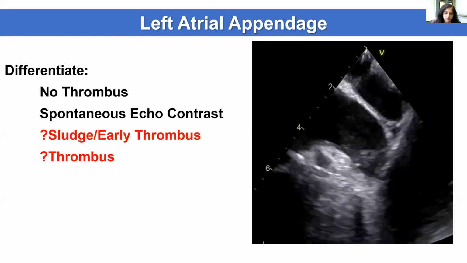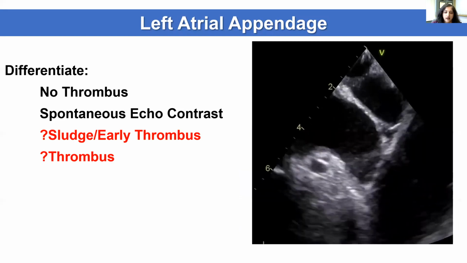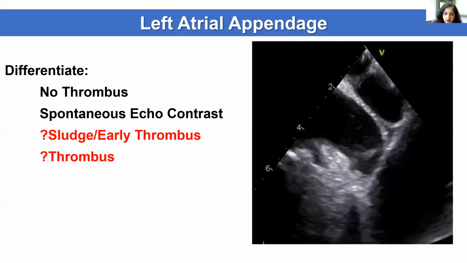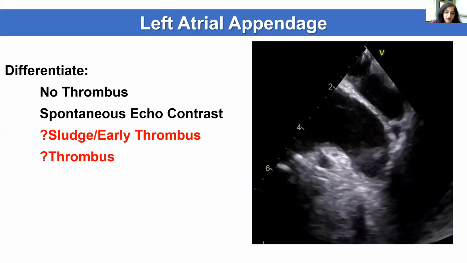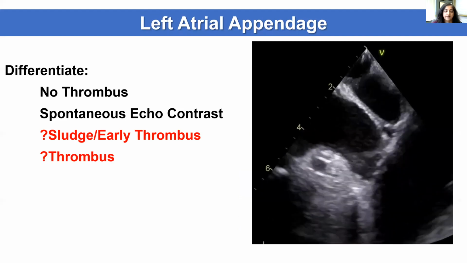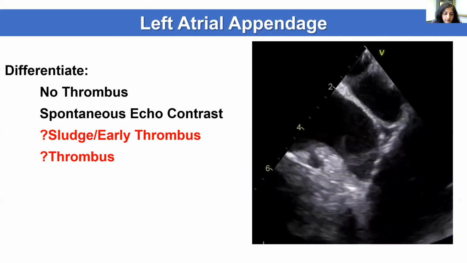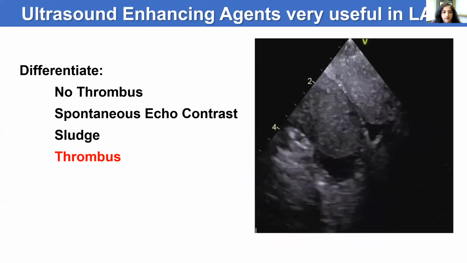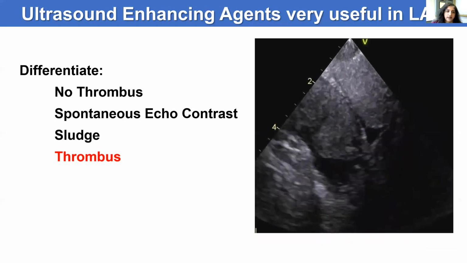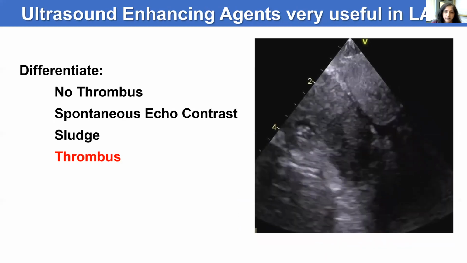And then you have this patient with rapid atrial fibrillation, and you see this layering here. And the question is, is this layering with some spontaneous echo contrast sludge, or is it a thrombus? And this is where I think contrast can be very, very helpful. Ultrasound enhancing agents can be done in TE.